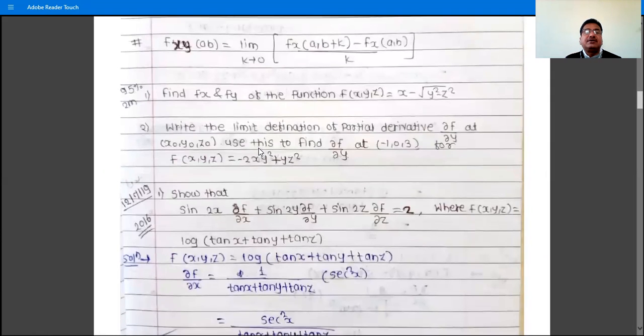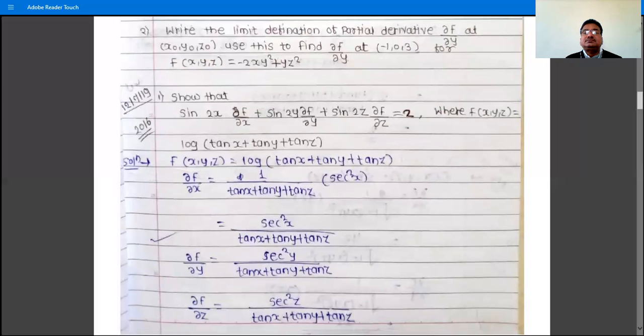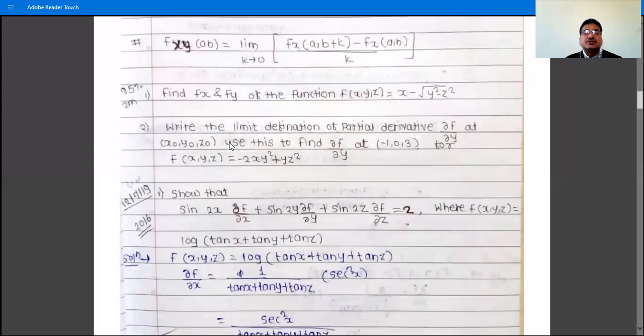second order partial derivatives. Find fx and fy, the first order partial derivatives of this function, and write the limit definition of the partial derivative with respect to y of this function. So the same problems by using the definition of the partial derivative with respect to y, at x naught, y naught, z naught, find the value of the partial derivative with respect to y at minus 1, 0, 3. Okay, the remaining problems we will see in the next lecture.